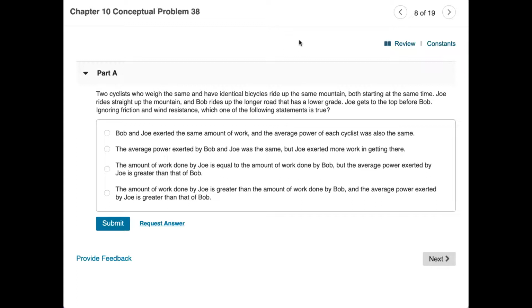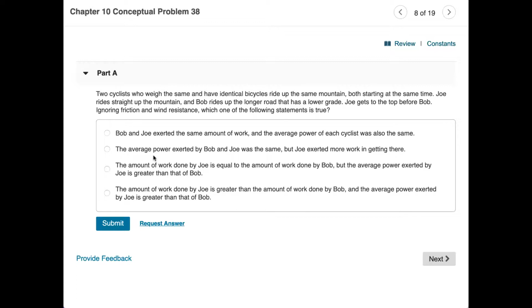Bob and Joe exerted the same amount of work, and the average power of each cyclist was also the same. It is true that they did the same amount of work because their gravitational potential energies increased by the same amount. So they did do the same amount of work. But Joe did the work faster, so Joe is more powerful. So this first one is not correct.